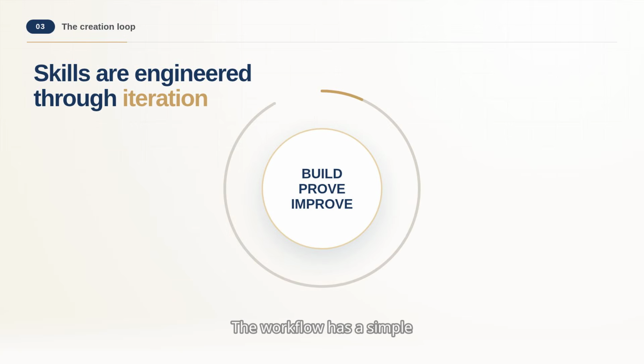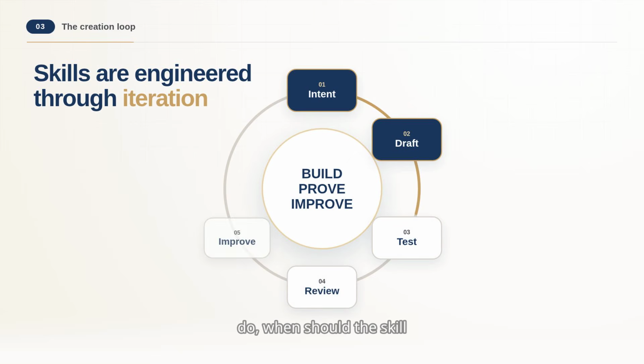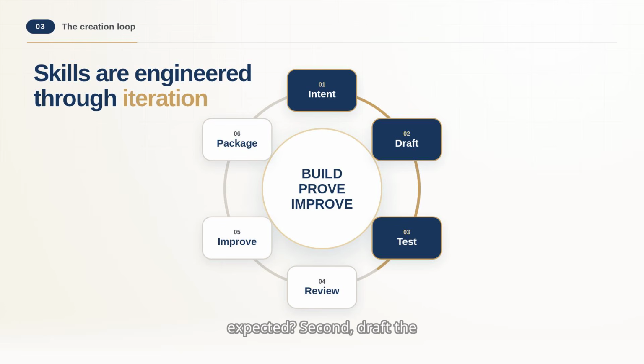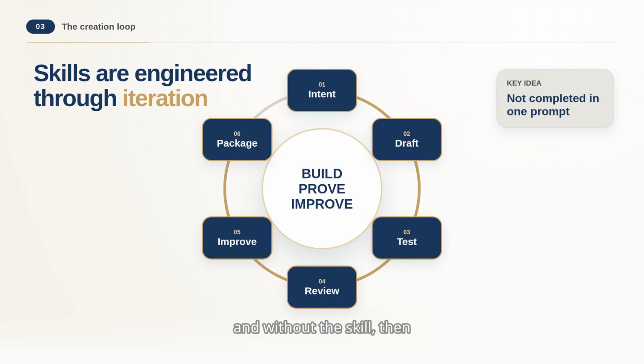The workflow has a simple governing loop. First, capture the intent. What should Claude do? When should the skill activate? And what output is expected? Second, draft the skill. Third, create 2 or 3 realistic test prompts. Fourth, compare the results with and without the skill. Then review both objective checks and human feedback. Fifth, revise the instructions based on what failed. Repeat until the results are consistently useful. Finally, validate the folder and package the finished skill. The crucial idea is that a skill is engineered through iteration, not completed in one prompt.